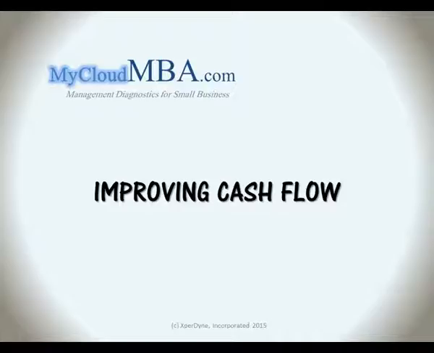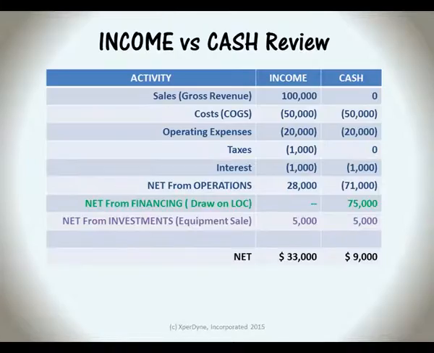This video expands on concepts introduced in Income, Cash, and Balances and discusses common techniques to improve cash flow and net income, as well as several to avoid. As explained in our previous video, income and cash are not the same. A business can generate $100,000 in gross revenue, net $33,000 in income, but generate no cash. While technically profitable, a business can have no cash to pay its bills and ultimately fail as an ongoing concern.